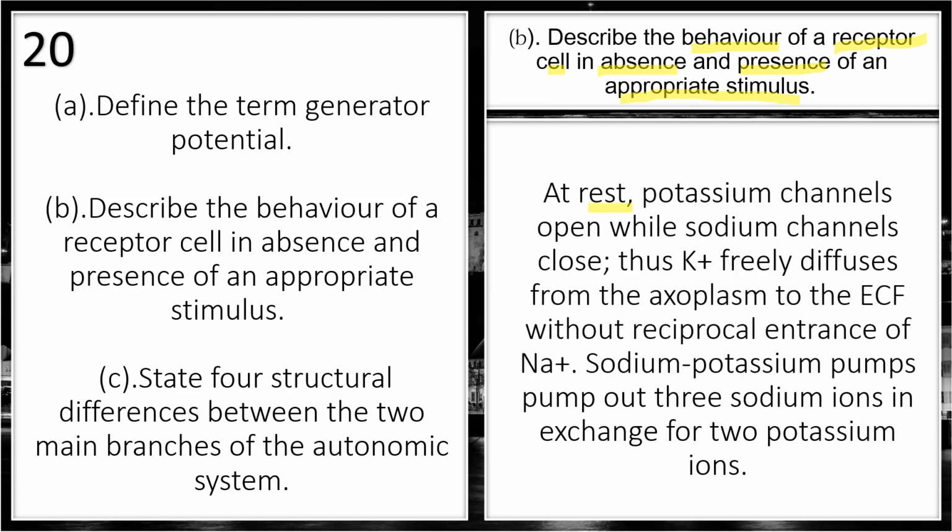At rest, potassium channels open, while sodium channels close. Thus, potassium freely diffuses from the axoplasm to the extracellular fluid without reciprocal entrance of sodium ions. Sodium-potassium pumps out 3 sodium ions in exchange for 2 potassium ions.